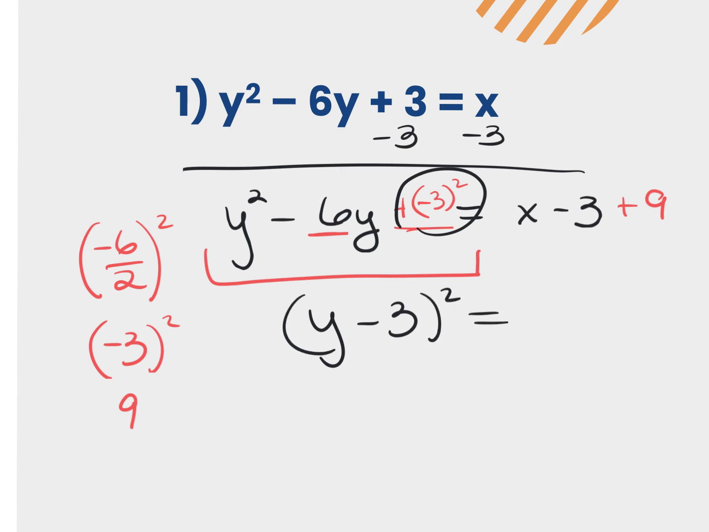And then I have to do the math over here, and I need to do negative 3 plus 9, and I get x plus 6. And now I've got it in standard form.